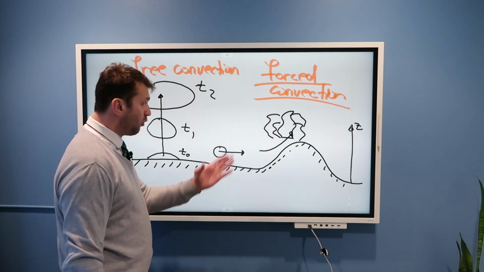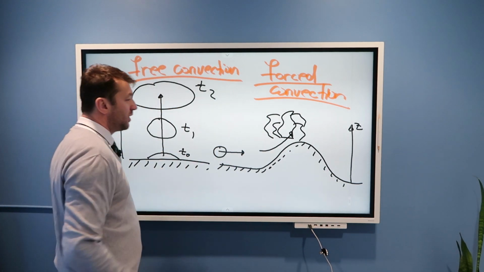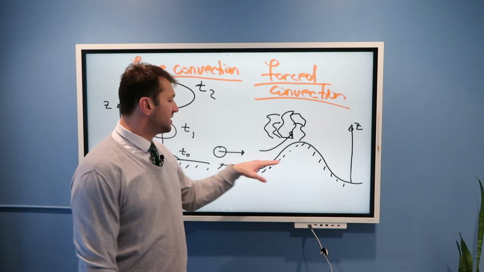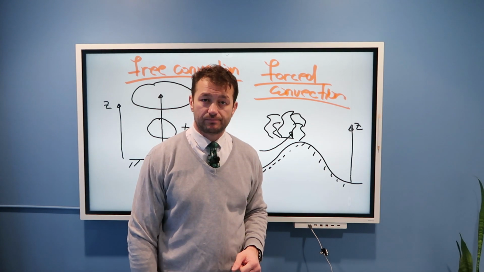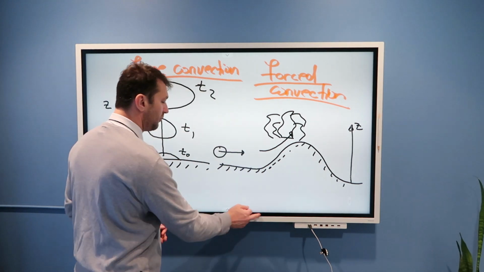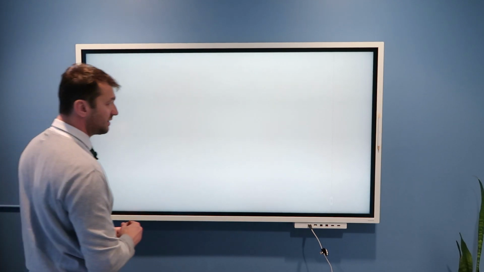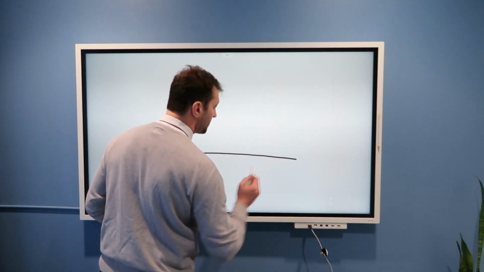Why is this one forced and this one free? Well, this one is forced because if there was no mountain, perhaps this parcel of air wouldn't rise. There is another type of forced convection which is very important, as we will study it at great length in the next part of this playlist.